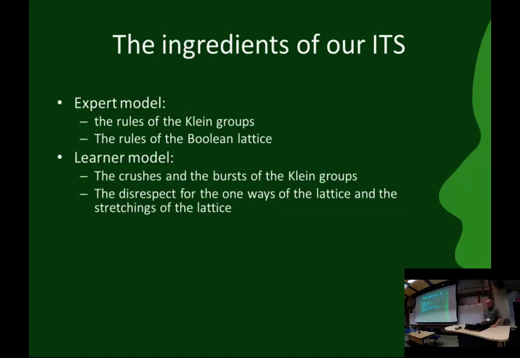The learner model, that is, modeling of the status of a usual layperson, that is a person that has a tendency to crush Klein groups at times, and in other situations, when in the suppression of valid inferences, to burst Klein groups. That is a person that disrespects the one ways and the lattices, and the Boolean lattice, and the fallacies, and that has a tendency to stretch the lattice in the suppression of valid inferences.